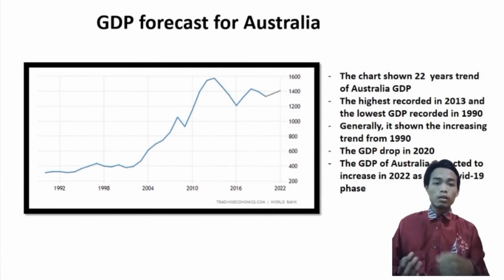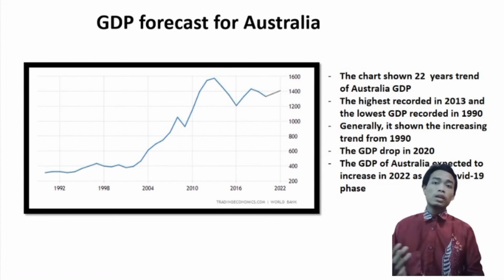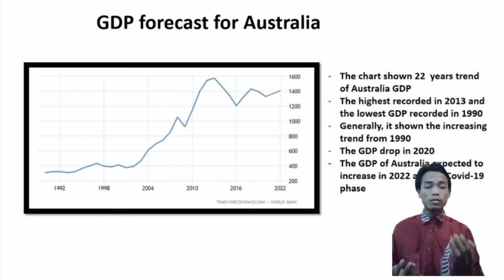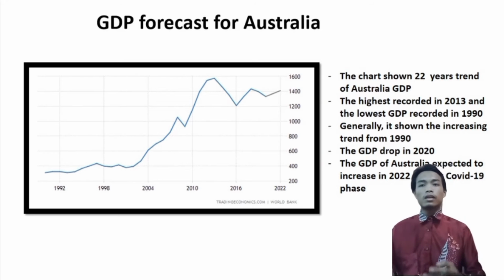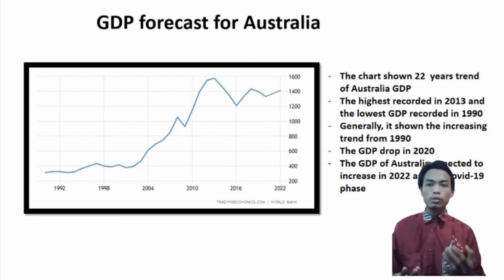GDP forecast for Australia. The chart shows the 22-year trend of Australia's GDP. The highest GDP was recorded in 2013 and the lowest GDP was recorded in 1990. Generally, it shows an increasing trend from 1990. The GDP dropped in 2020 because of the COVID-19 pandemic. The GDP of Australia is expected to increase in 2022 in the post-COVID-19 phase.